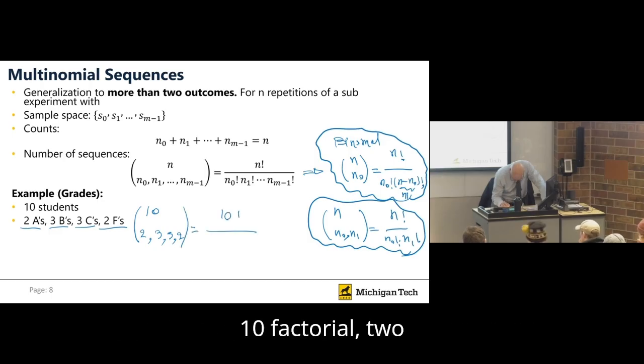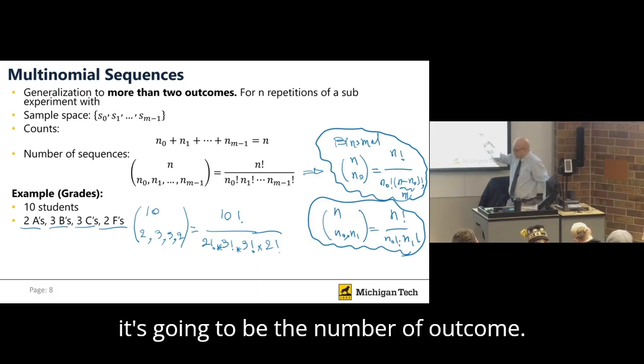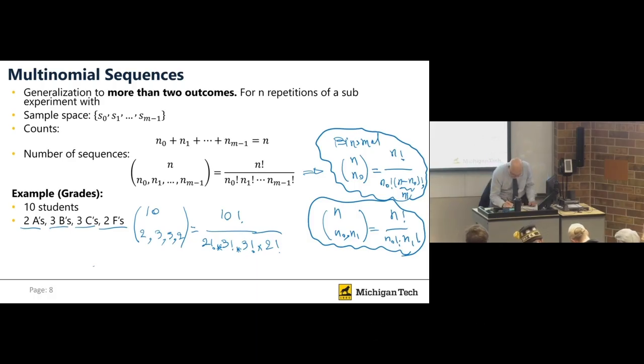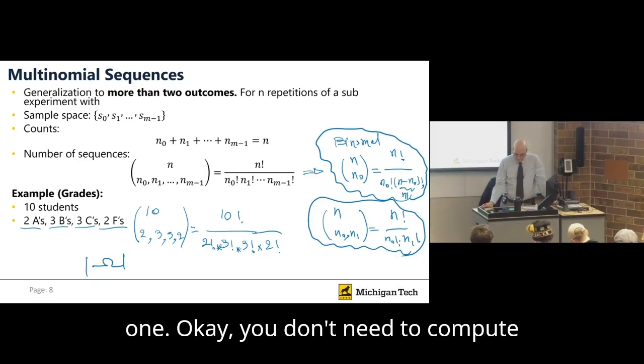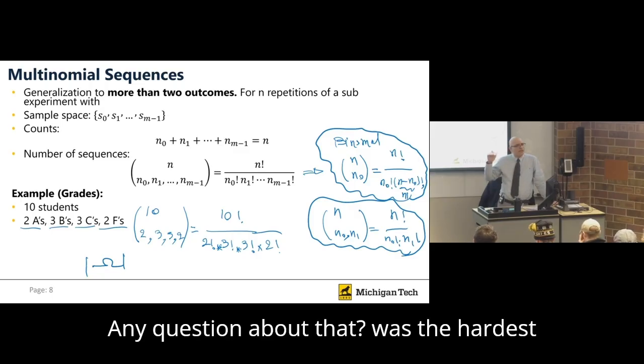It's going to be 10 factorial over 2 factorial, 3 factorial, another 3 factorial, and 2 factorial. If you compute this one, it's going to be the number of outcomes. Okay, you don't need to compute this. All right. Any question about that? That was the hardest part.